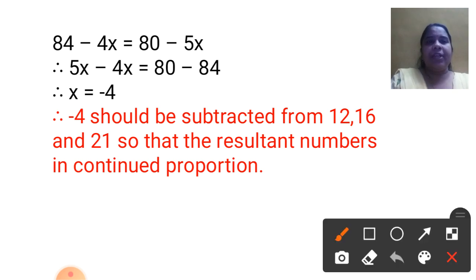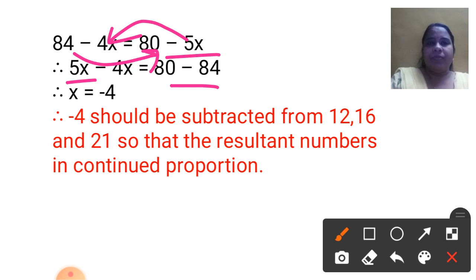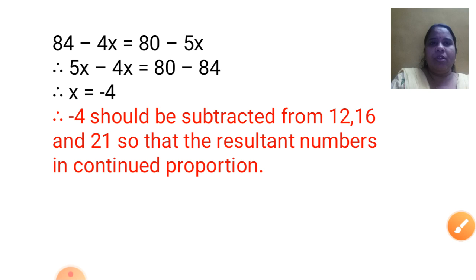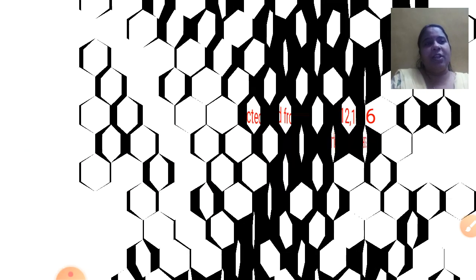Now since it is a greater number here, let us shift it this side. It will become plus. And this 84 shift this side, it will become minus. Okay. So 5x minus 4x is equal to 80 minus 84. X will be equal to, now since 84 is a greater number with minus sign, we need to write minus 4. Final answer, minus 4 should be subtracted from 12, 16 and 21 so that the resultant numbers are in continued proportion. So I hope you have understood it.